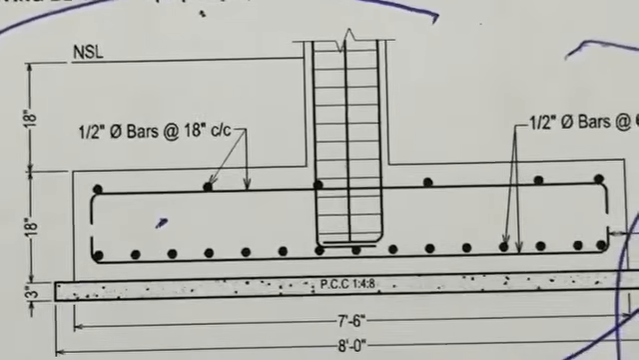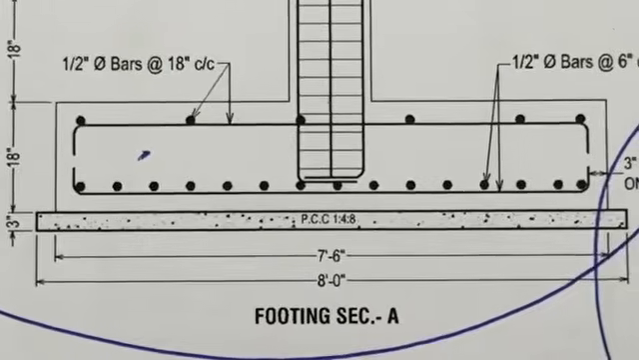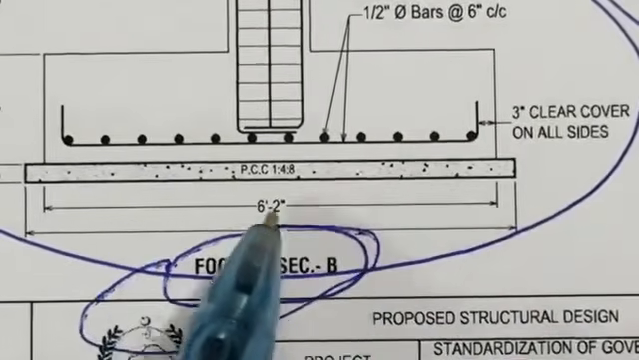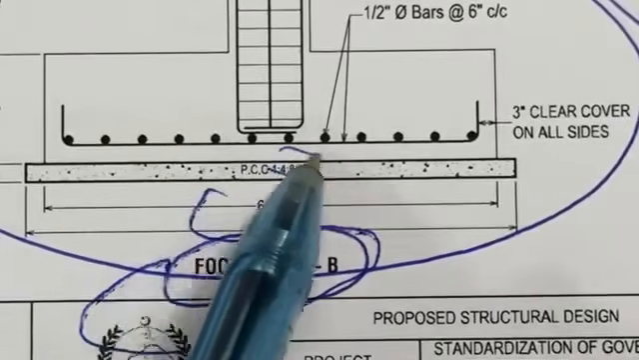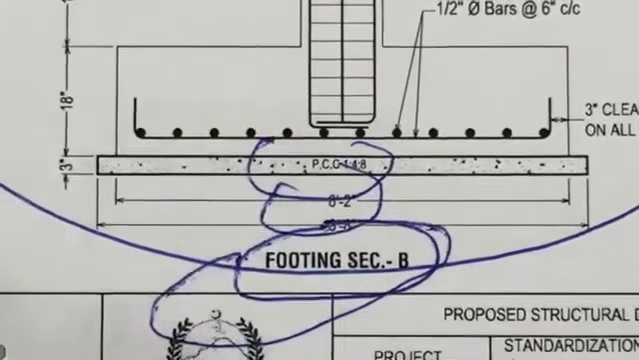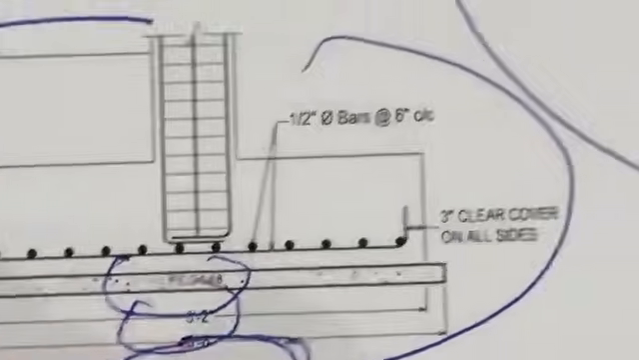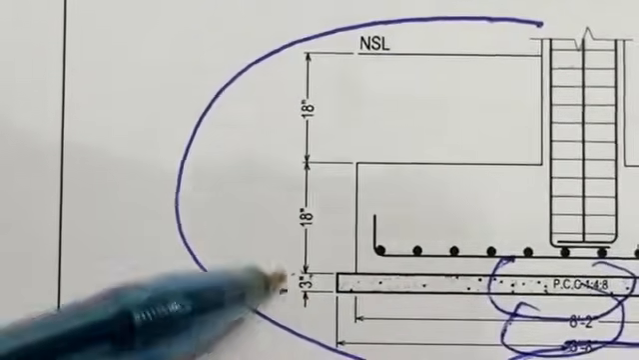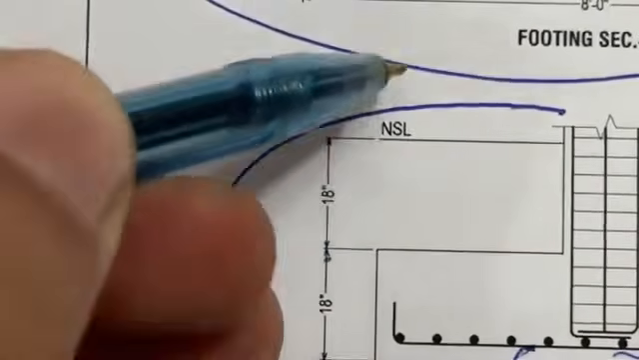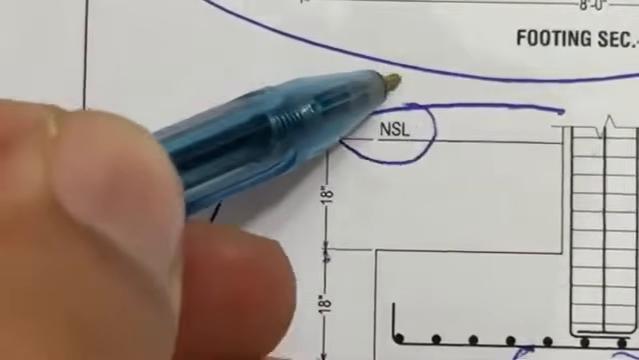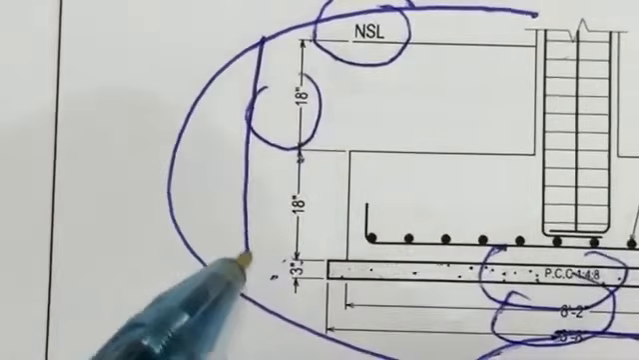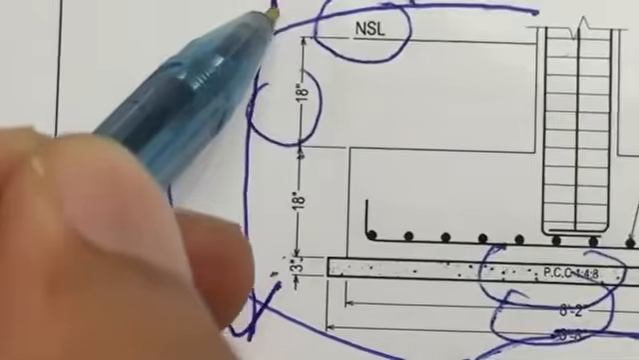Now, you can see for this one, footing section B. This is footing section B. You can see 6 feet and 2 inches. We did the PCC with the thickness of 3 inches, 1:8 ratio, and the bed depth is 18 inches. With this 3 inches, we will find 21 inches to the NSL, natural surface level or soil level, which is 18 inches. So this is the total depth of the footing. You can find the total depth here.